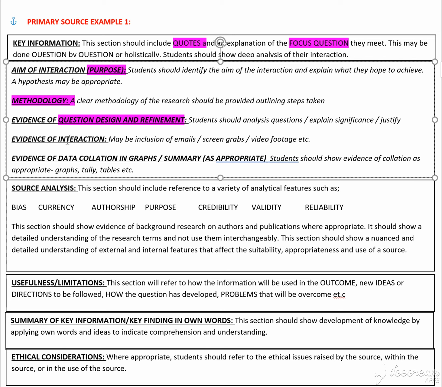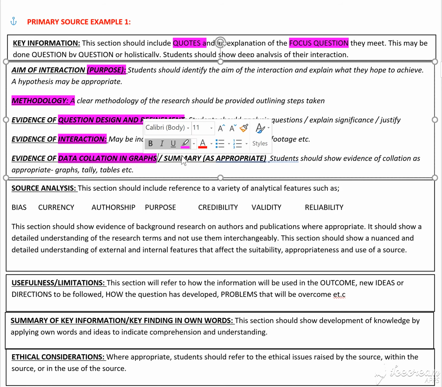Any evidence of interaction that helps to support your evidence in ways that your methodology hasn't. So maybe you want to show us the email you sent. You don't need to include every single email you sent. Then you might have some more of your data collection as needed.